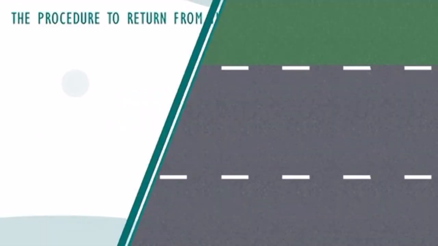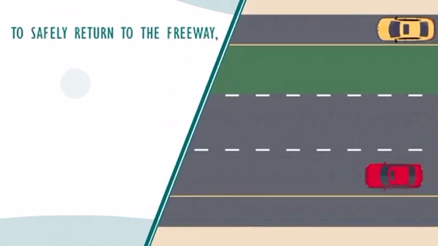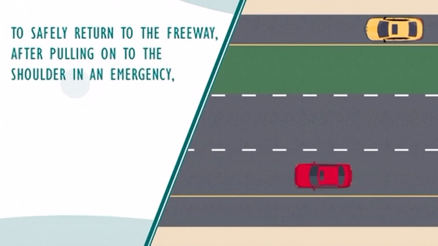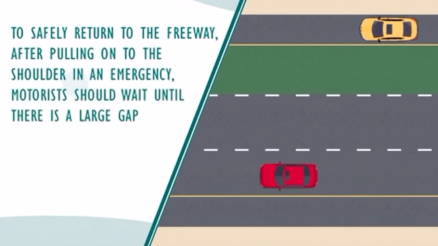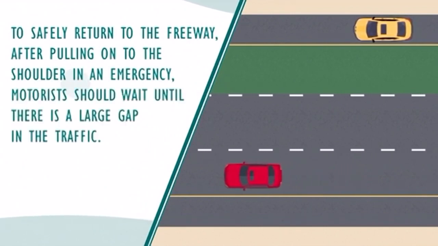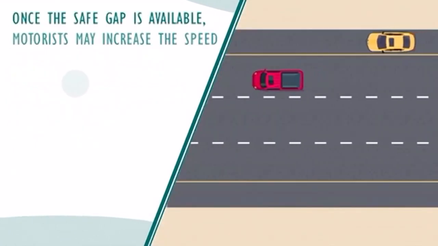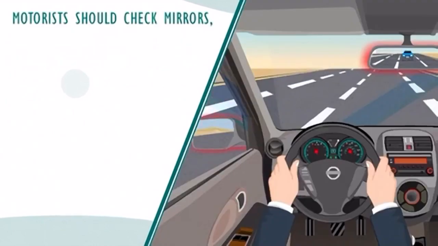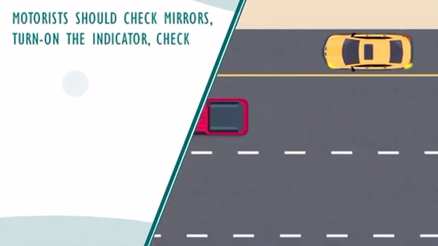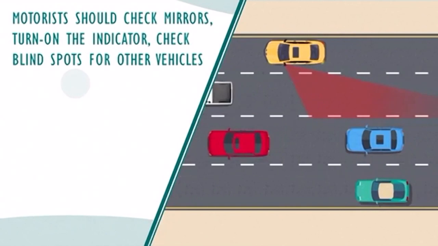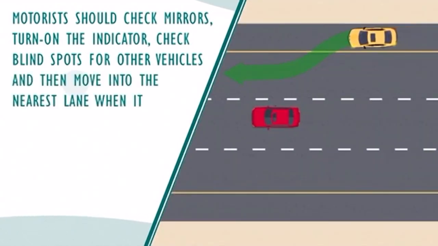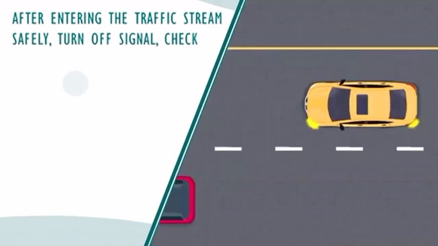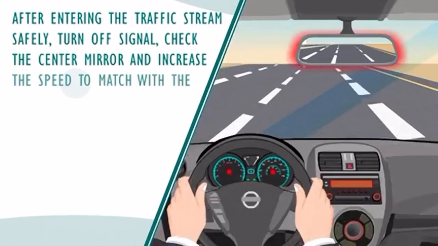The procedure to return from the hard shoulder to the freeway: to safely return to the freeway after pulling onto the shoulder in an emergency, motorists should wait until there is a large gap in the traffic. Once the safe gap is available, motorists may increase the speed while still on the shoulder. Motorists should check mirrors, turn on the indicator, check blind spots for other vehicles, and then move into the nearest lane when it is safe. After entering the traffic stream safely, turn off the signal, check the center mirror, and increase the speed to match with the freeway traffic.